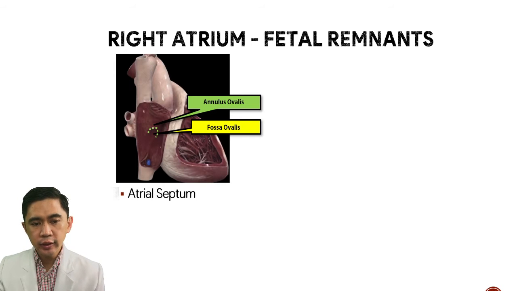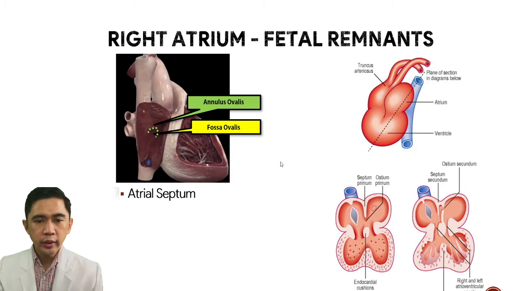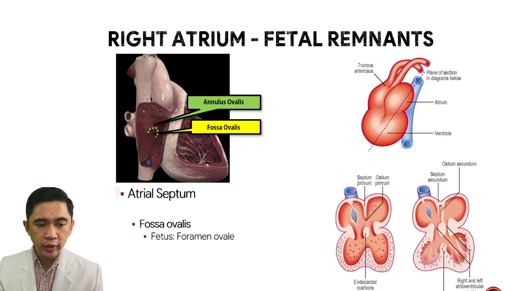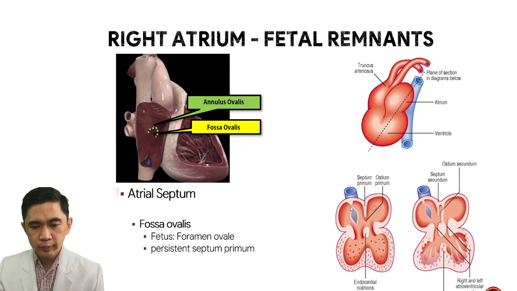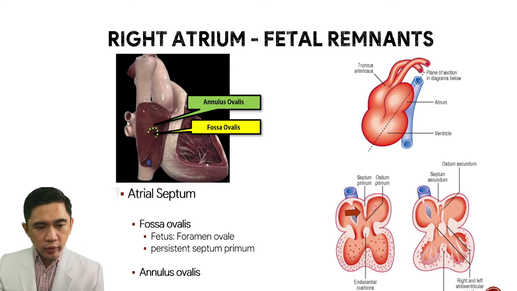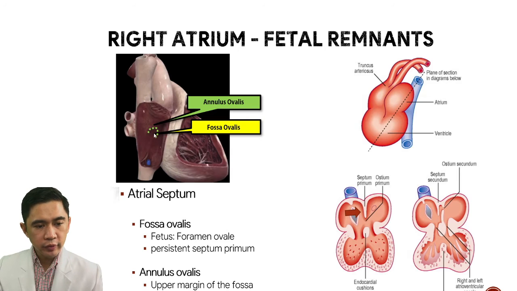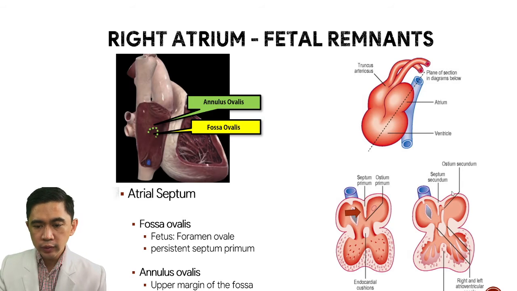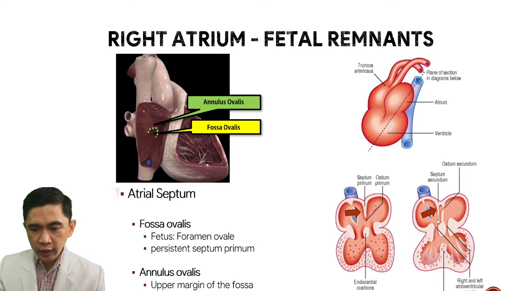This is found in the atrial septum in the right atrium, and it represents fetal remnants when the heart is still developing. So this is a developing heart. Fossa ovalis in the fetus is known as the foramen ovale, and fossa ovalis is represented by the persistent septum primum. This is the septum primum, and annulus ovalis is the upper margin of the fossa, this one, and it is the lower edge of the septum secundum in the fetus. This is the septum secundum. So the depression is representative of this depression over here.